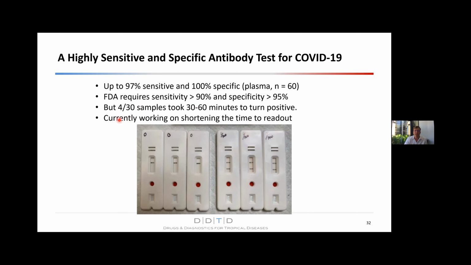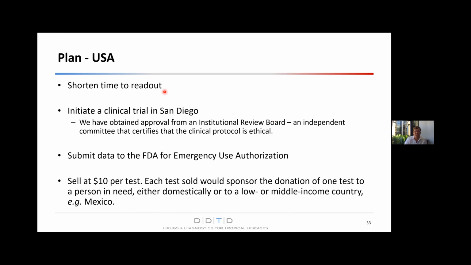So essentially, right now, we're currently working on shortening the time to readout. That was unexpected news, but that's something we have to deal with. And so our plan is that we are now working on this very actively. Then we will initiate a clinical trial in San Diego.